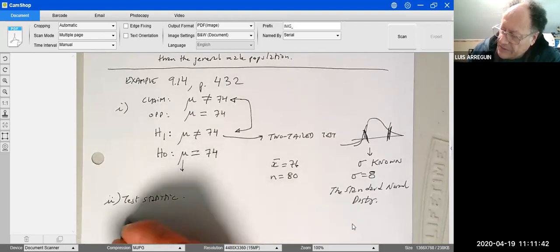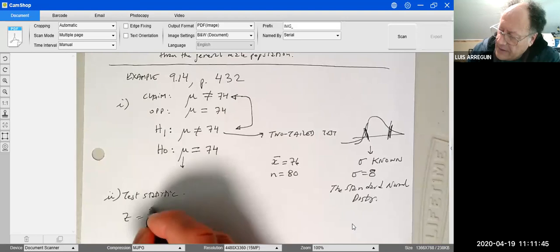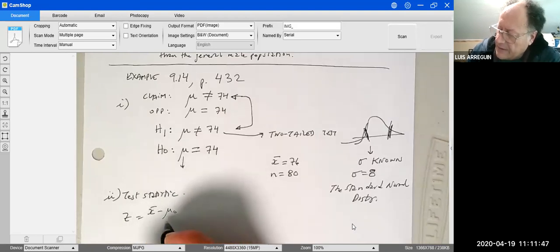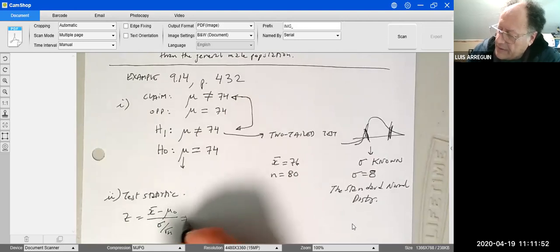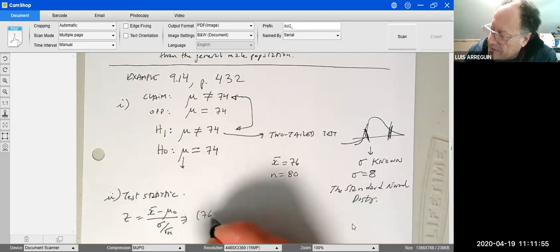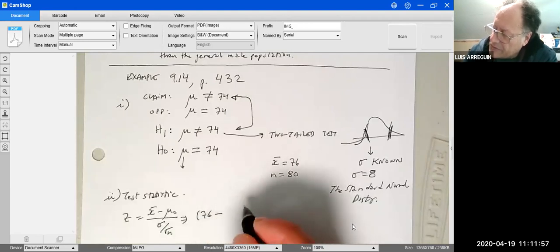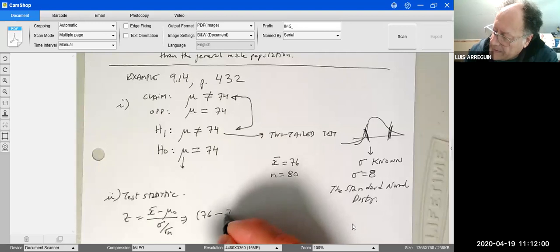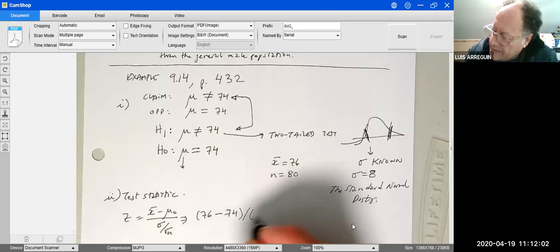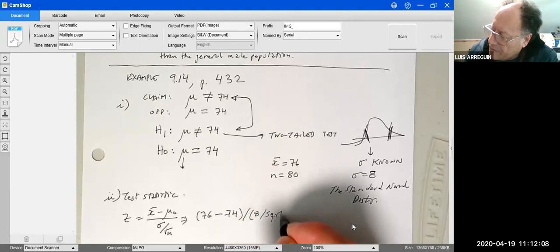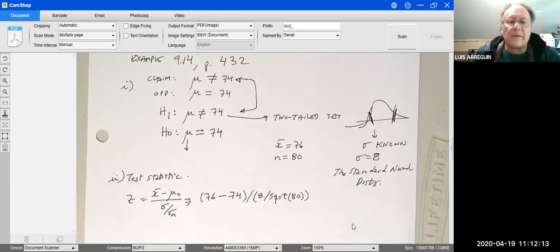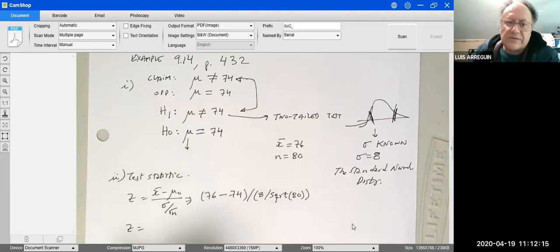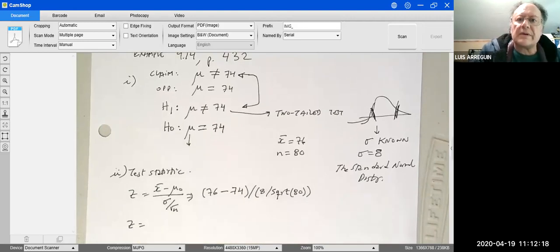Our test statistic is z, the sample mean minus the mean of the population, over sigma over the square root of n. So this is going to be 76 minus 74. We're going to divide this by the standard deviation, 8, over the square root of 80 people.